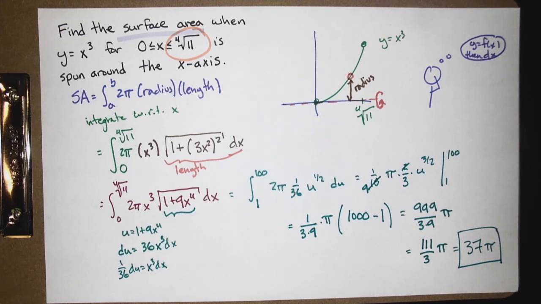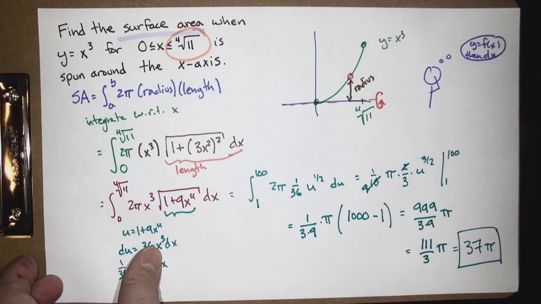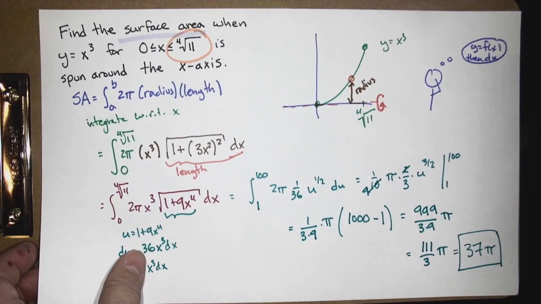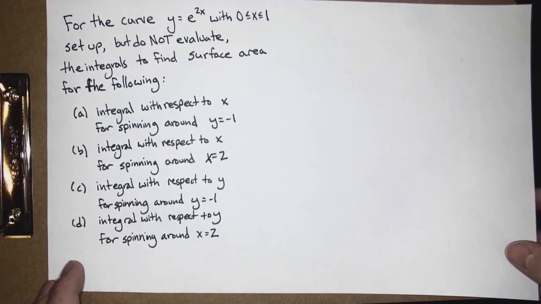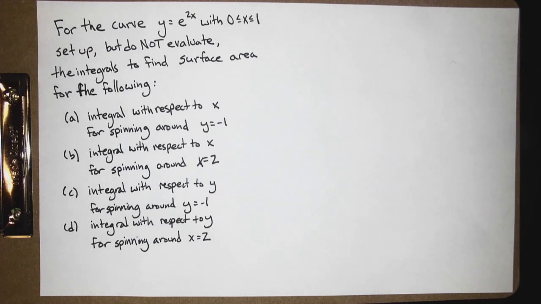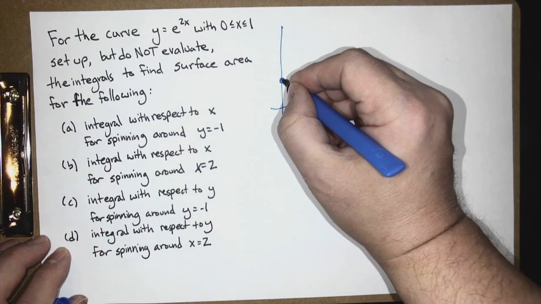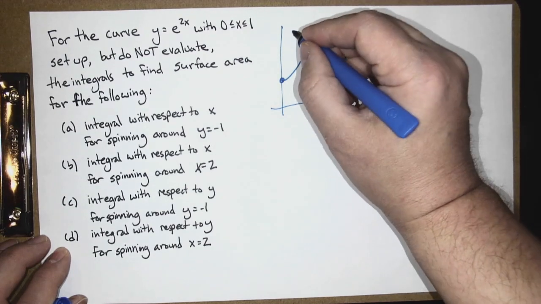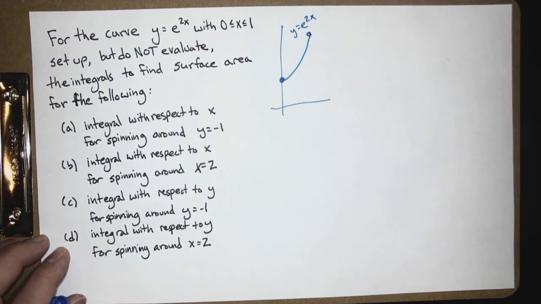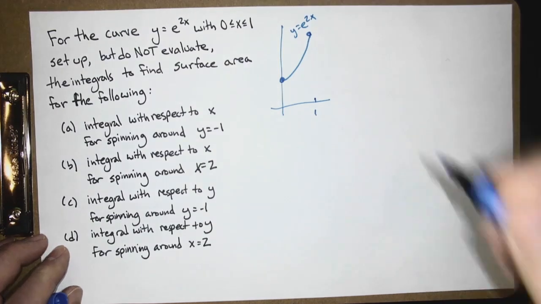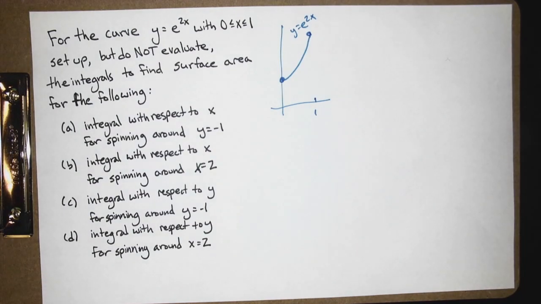All right. Well, we have a few minutes left, so we may not be able to do the whole thing, but let's at least do a piece of this. We have a curve, y equals e to the 2x from 0 to 1. So that looks like this. Here's our curve, y equals e to the 2x from 0 to 1. And we're asked to set up, but not evaluate. Oftentimes, that's the best we can do.